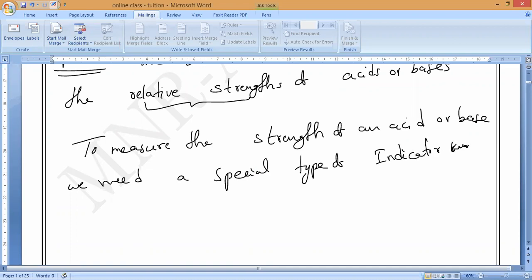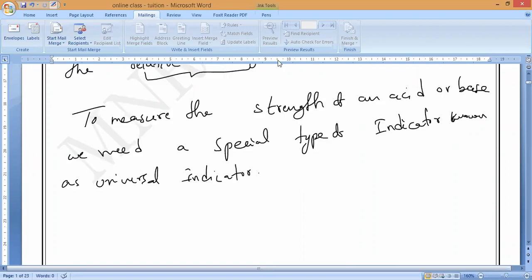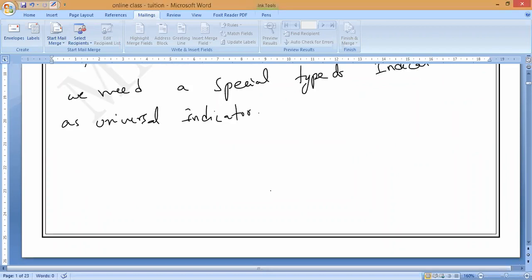Known as universal indicator. Universal indicator. Now here, one more MCQ. Let me see who will say. Akshaya, Ashika, what is the working principle of universal indicator? Padmavarshini, Prahasini, anybody, you can say. What is the working principle of universal indicator?